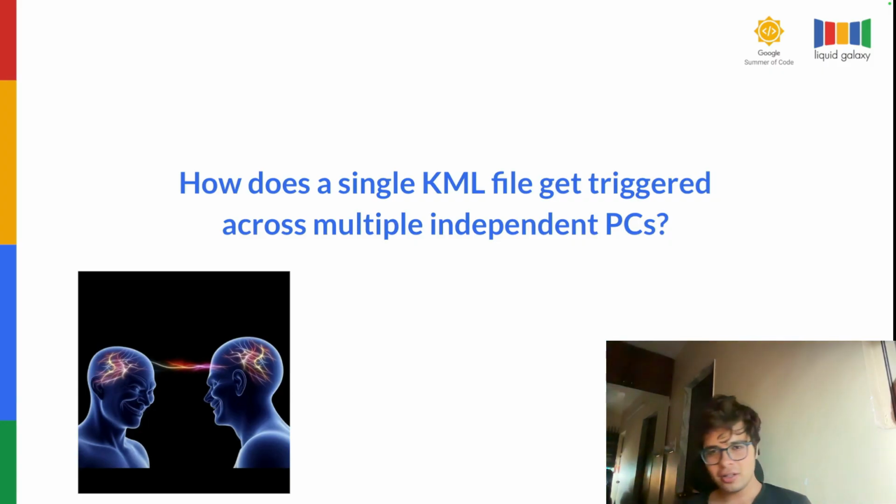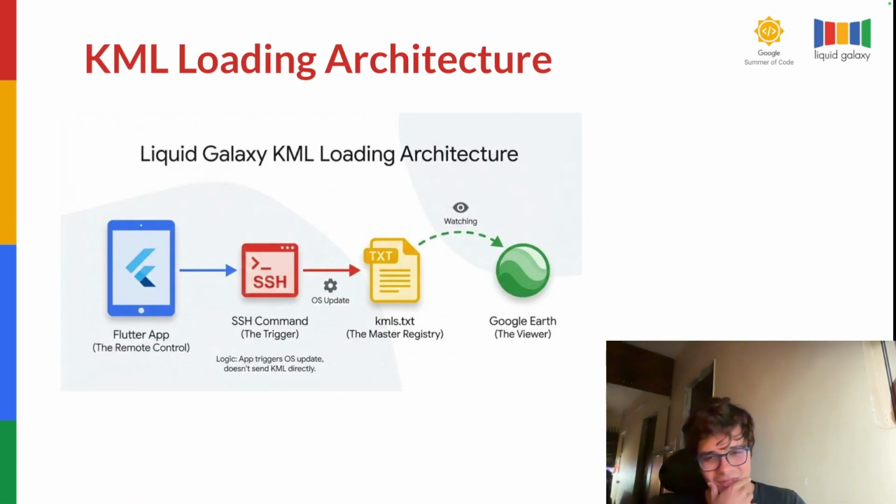Though it's all good, you're just not going to have your Google Earth running the KML on a single screen, because Liquid Galaxy is famous for multiple screens. So how does a single KML file get triggered across multiple independent PCs? Is there some kind of a neural connection that occurs? I mean, I don't know. That image says a lot about those neural connections. Is it about something like that? So it follows an architecture to be able to come up with the whole pipeline.